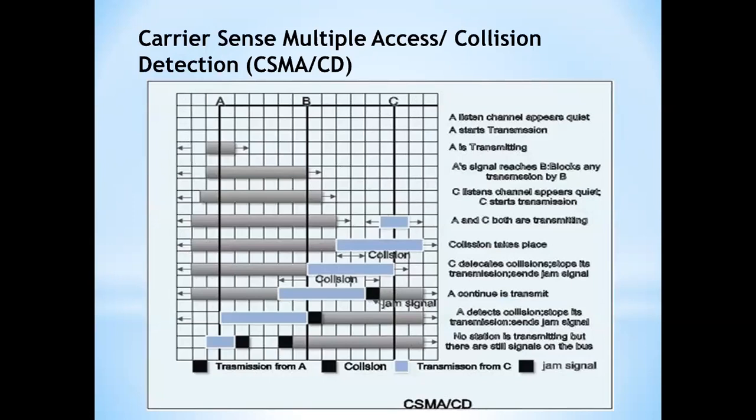Next is carrier sense multiple access collision detection. The carrier sense multiple access collision detection specification has been standardized by the IEEE 802.3 standard. It is a very widely used MAC protocol. MAC is the media access control.